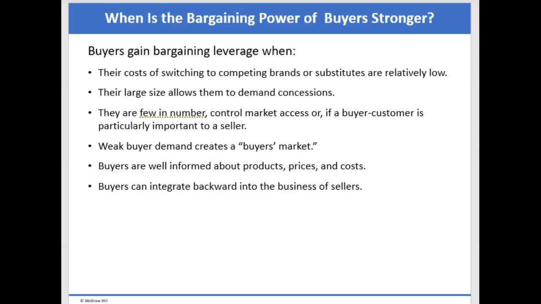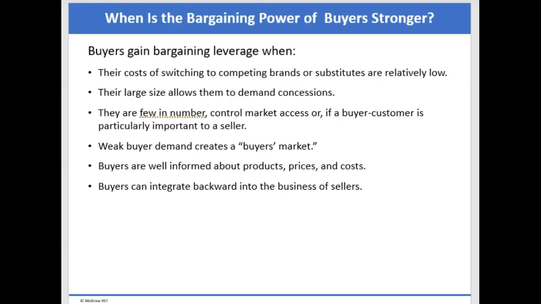So when is the bargaining power of buyers stronger? Well, whether buyers are able to exert strong competitive pressures on industry members depends on the degree to which they have the power, as I said, and the extent to which the buyers are price sensitive. So buyers with strong bargaining power can limit the industry profitability, right? So buyers can gain leverage when their costs of switching between brands are low, when their large size allows them to demand concessions. So there are a lot of people demanding concessions.